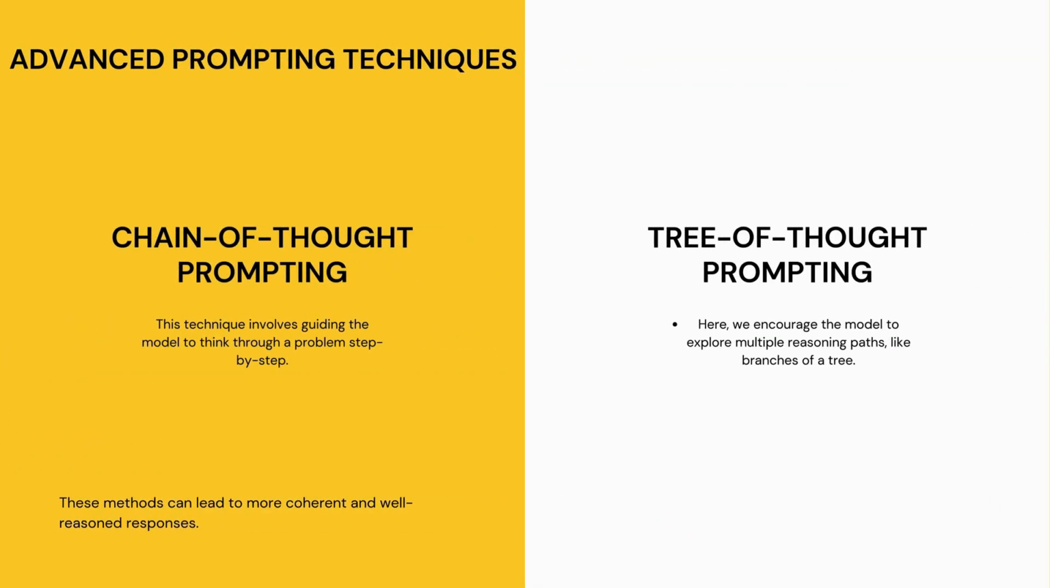Advanced prompting techniques. Now, let's look at some advanced methods to enhance the model's reasoning abilities. Chain of thought prompting. This technique involves guiding the model to think through a problem step by step. Tree of thought prompting. Here, we encourage the model to explore multiple reasoning paths, like branches of a tree. These methods can lead to more coherent and well-reasoned responses.